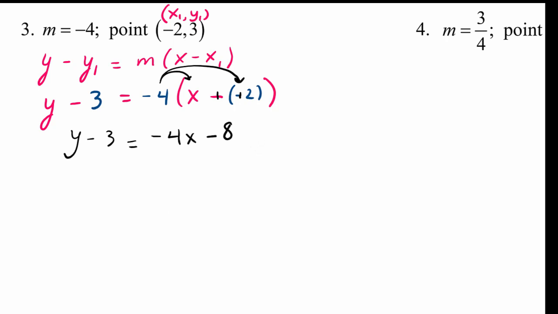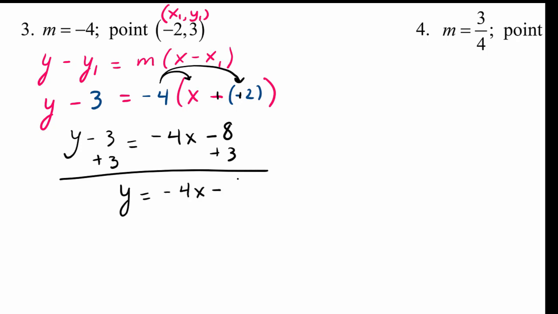And now we're going to add 3 so that we can get that slope-intercept form, right? So both sides add a 3. So y equals negative 4x minus 5. And again, I'm going to leave that check to you. Are you starting to get the idea? I'm going to let you try the next one.